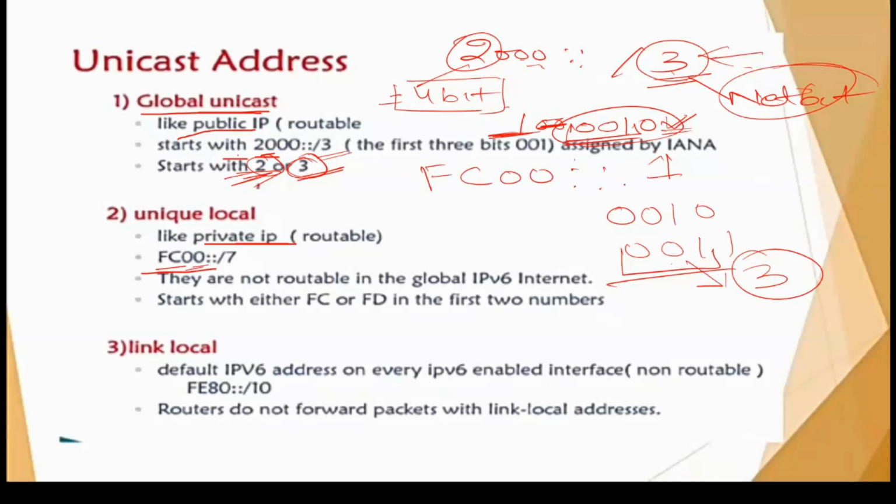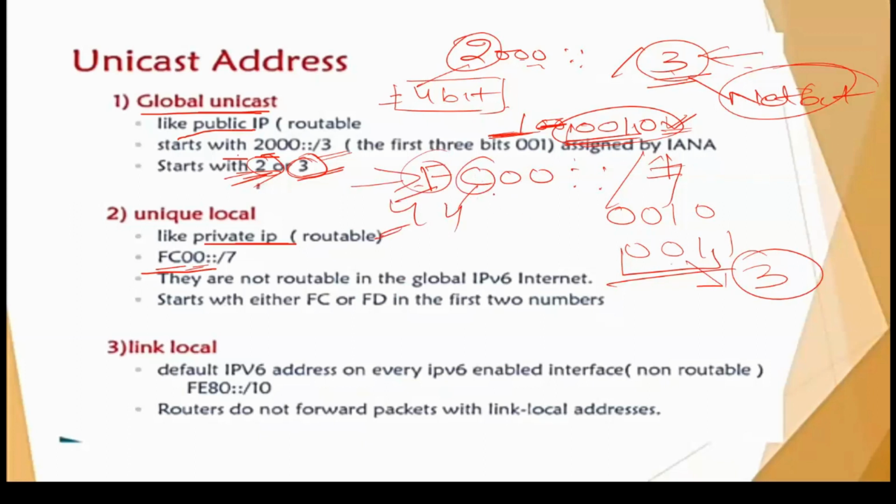FC00, and then colon. That means all the remaining fields will be anything according to your network, according to your need. But slash 7 means you can't change these digits. This means the 4 and then 4 will be the same, and the C.